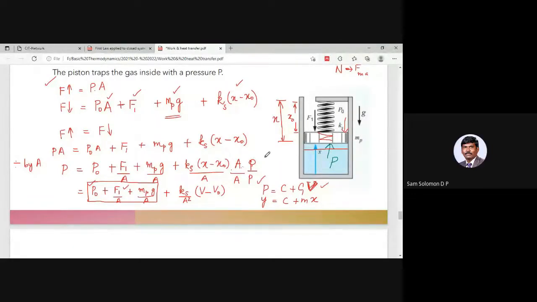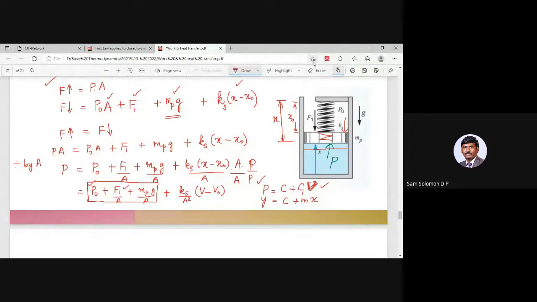Not necessary. If you look at the step very carefully, then I will write it in two steps. For want of space, I wrote it in one step. After this equation, now I am dividing by A. Is this okay?